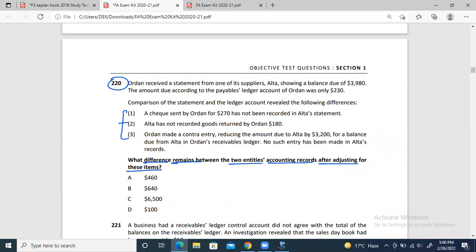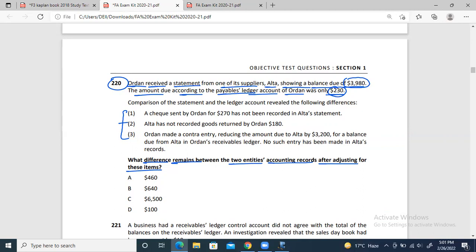Now let's read it from here. Orden received a statement from one of its suppliers, Alta, showing a balance due of 3980. The amount due according to the payables ledger control account of Orden was only 230. So you can see the supplier is saying that you have to pay me 3980, but the customer is saying in my books it's only $230, right? So this is a difference between two records.